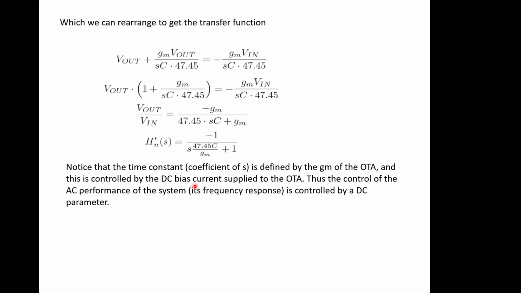So that allows us to then create an OTA, operational transconductance amplifier, implementation of the Moog filter without having to worry too much about individual transistors. It's more an integrated thing and looks a bit like an op-amp. But again, the key point here is the control of the AC performance of this system. Its frequency response is controlled by a DC parameter, which in this case is just the bias current, which is just something we have control over at that point.